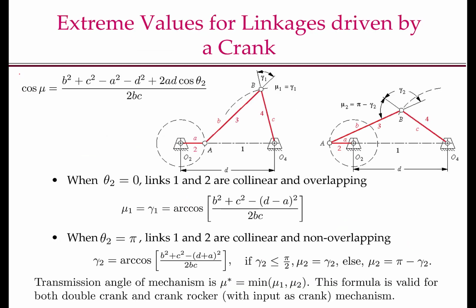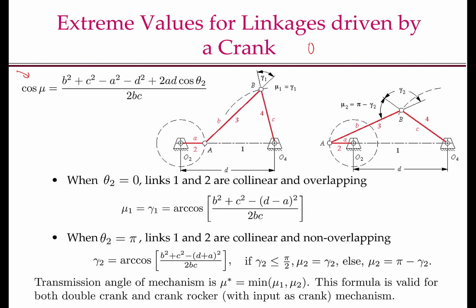So I've written down the formula here that we had in the previous page. One thing to note here is except for theta 2, which varies as the link moves, all the other variables here are constants. They are the link lengths. Once you have designed the mechanism, they don't change. Therefore, cos of mu will have its extreme values wherever cos theta 2 has its extreme values. So what are the angles at which cos of theta 2 takes extreme values?